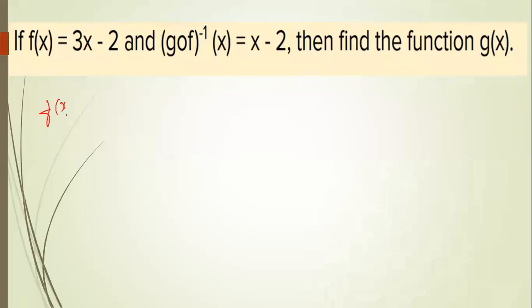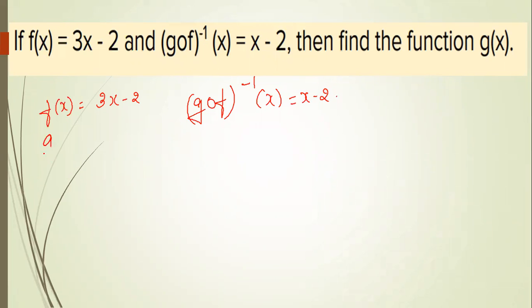They have given f of x is 3x minus 2. And then they have given G composition f inverse of x. Listen carefully. G composition f inverse of x is x minus 2. You have to find what is G of x.